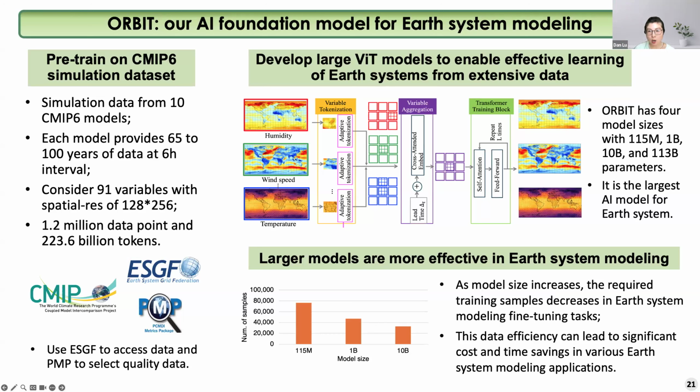And this also makes the Orbit the largest AI model for Earth system modeling to date. Our evaluation indicates, as shown in the bottom figure, that the larger models are more effective at processing vast datasets and capturing complex patterns. Given the petabytes of simulation data available from the CMIP project, Orbit can leverage this large volume of unlabeled data during the pre-training phase, and then reduce the requirement of labeled data in the subsequent task-specific fine-tuning phase, while also accelerating the simulation.